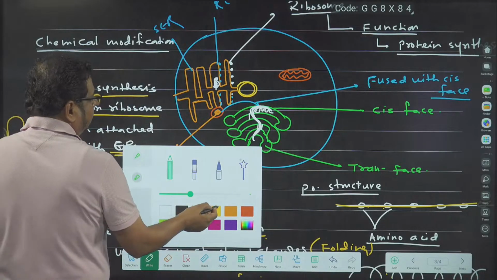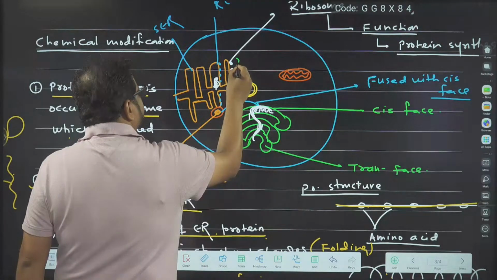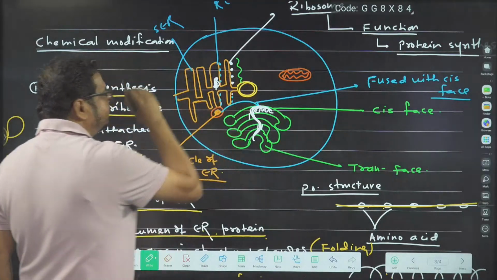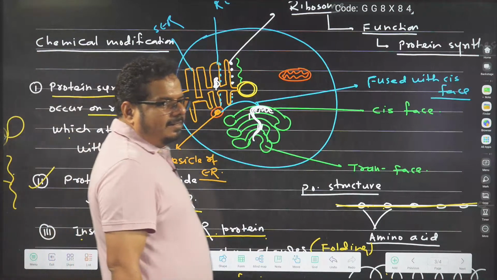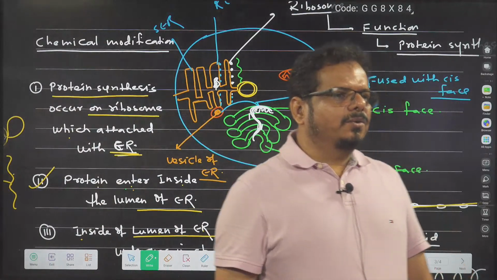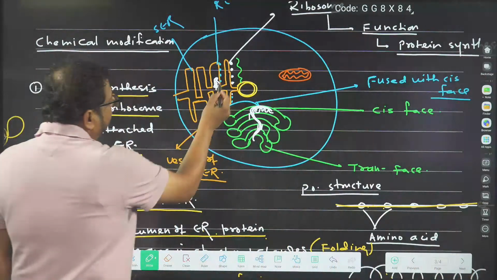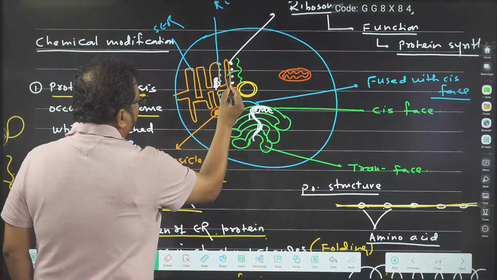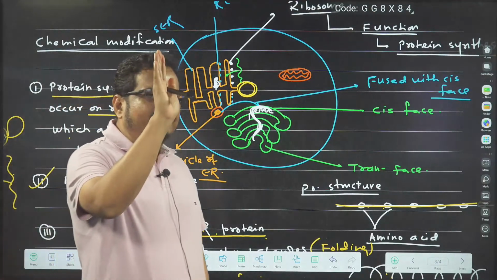First, protein synthesis occurs on the ribosome. Assume it is the protein. Protein synthesis occurs on which one? Ribosome. The ribosome is present on the ER, so which ER is it? Rough ER. Now this protein enters inside the lumen.